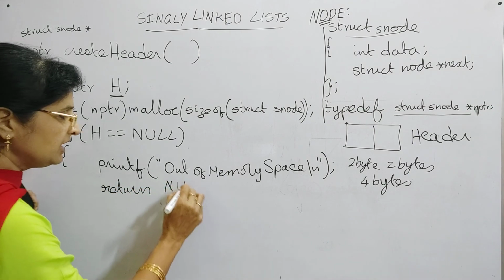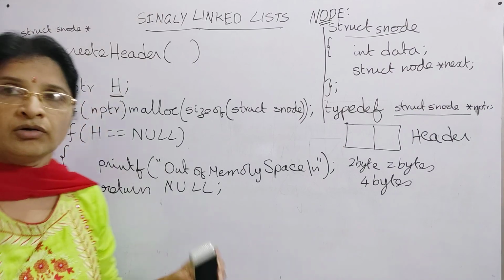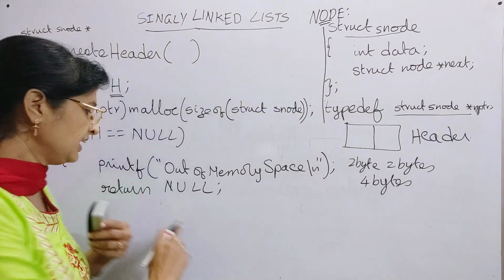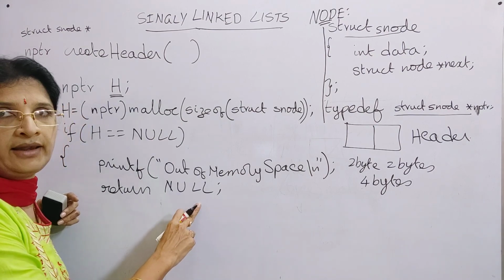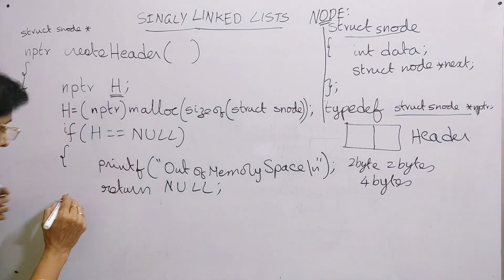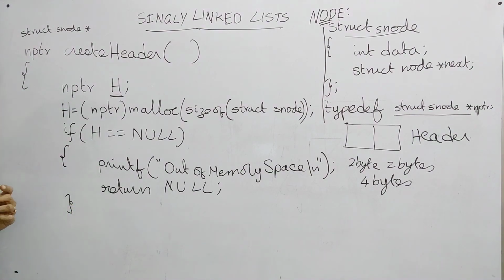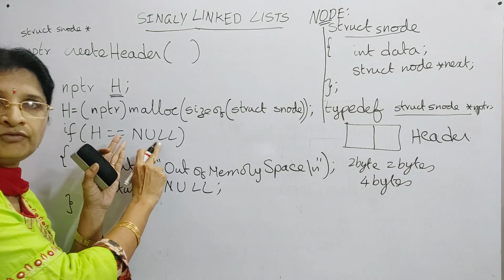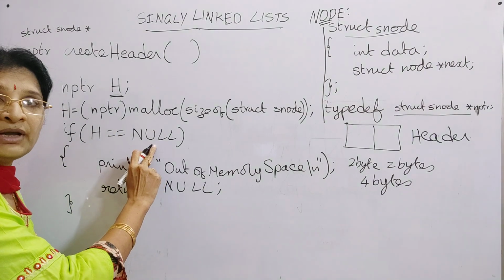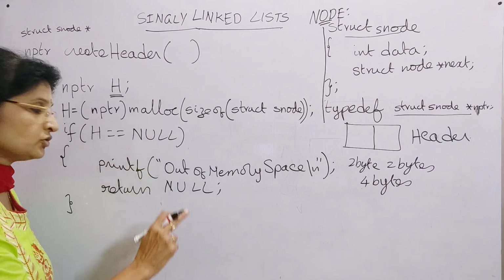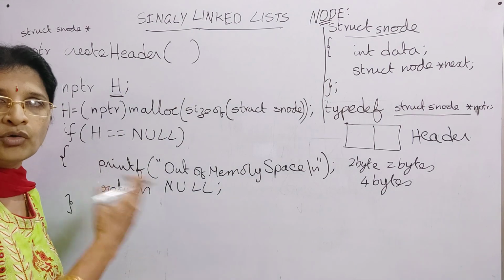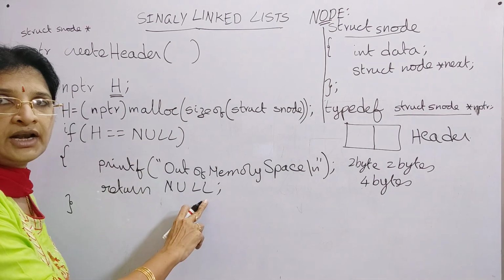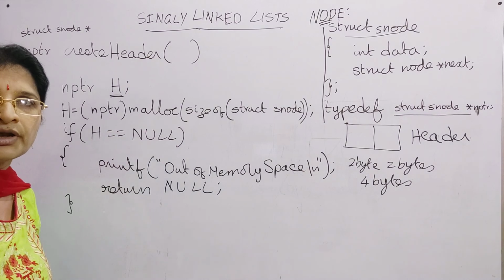And if the memory is allocated, then we should return that pointer. But here the memory is not allocated. So what am I returning? I am returning null. So null will be returned. Suppose if it comes to this condition, it means the memory is not allocated for H. So that's abnormal termination. Just it will return null and it will come out of our function.